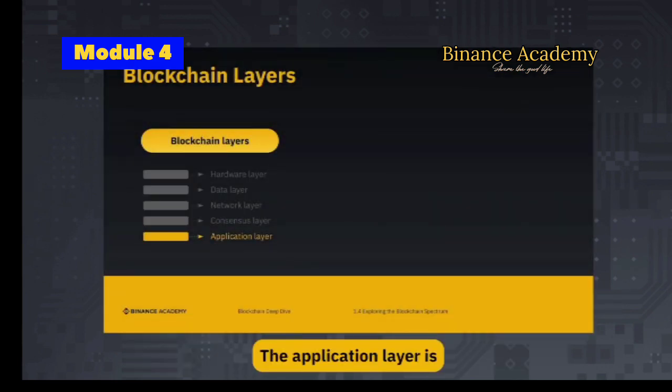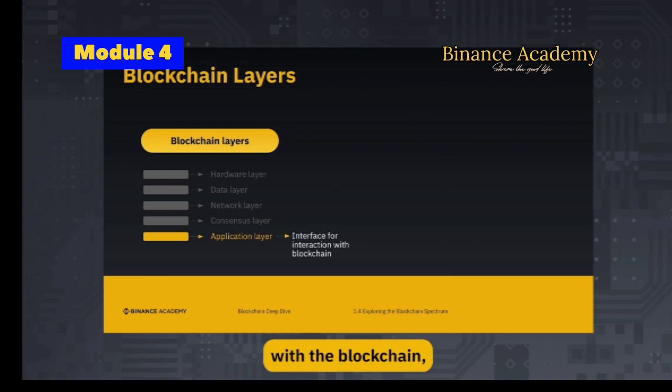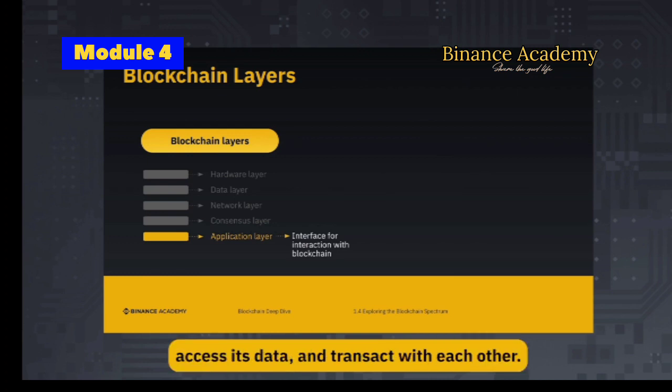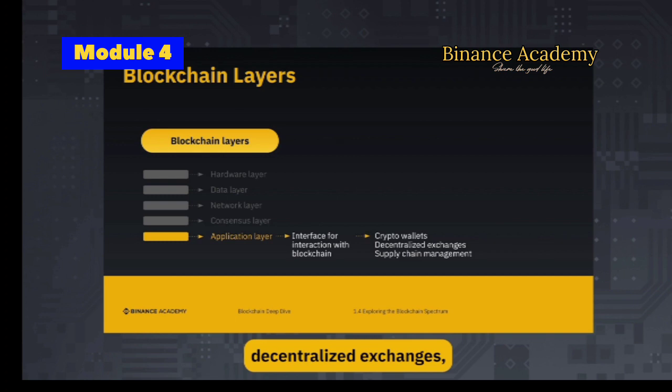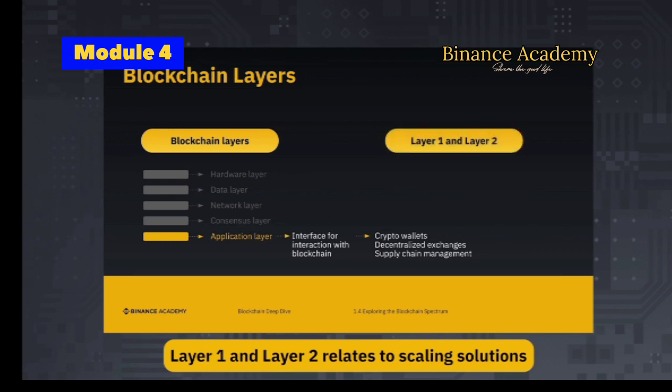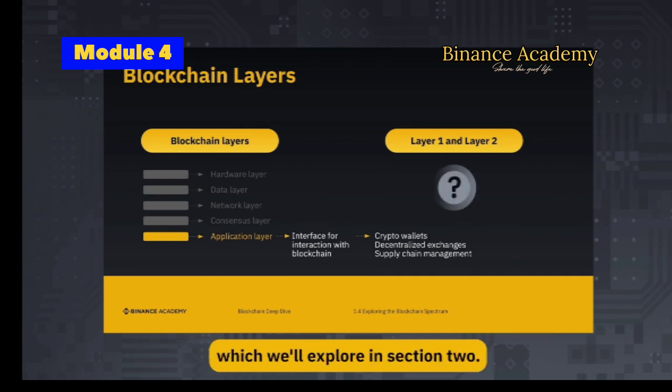The application layer is where applications interact with the blockchain. It provides an interface for users to interact with the blockchain, access its data, and transact with each other. Examples of applications that may be built on top of the blockchain include cryptocurrency wallets, decentralized exchanges, and supply chain management systems. The concept of Layer 1 and Layer 2 relates to scaling solutions and is a different way to categorize blockchain layers, which we'll explore in Section 2.